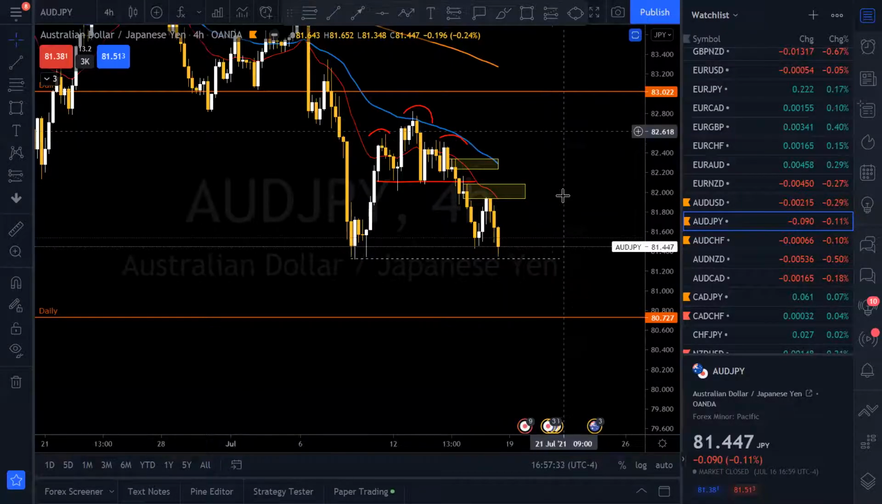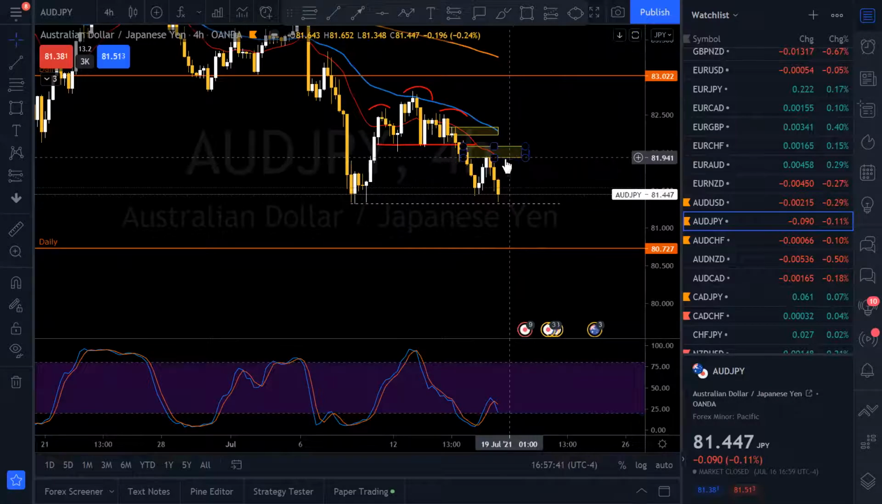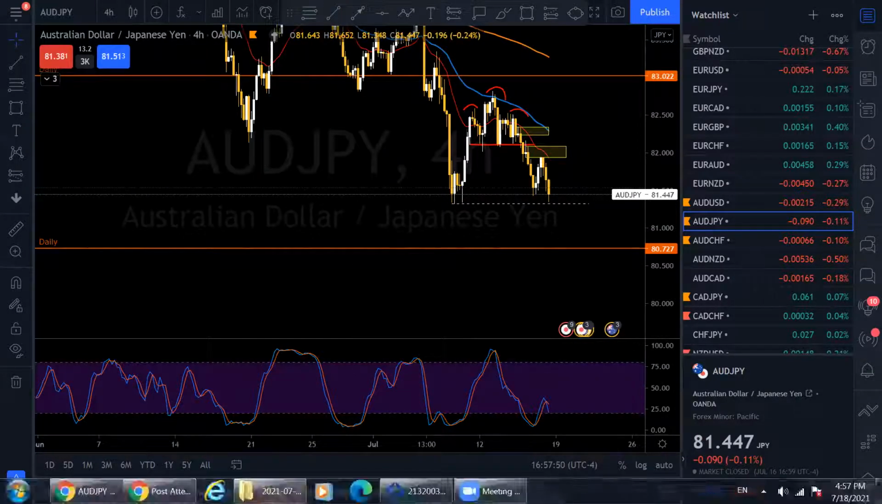On the 4 hour, the stochastics are telling us we are oversold. So we would be looking for a pullback, maybe even a double top here, and then a push down. That could happen as soon as Tuesday. Bear that in mind, will you?